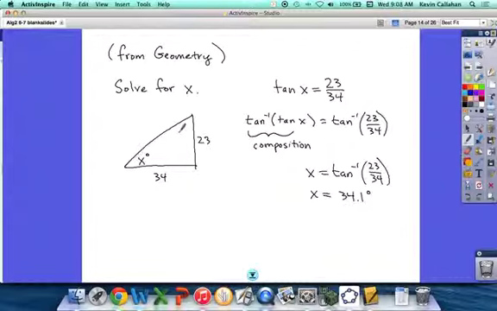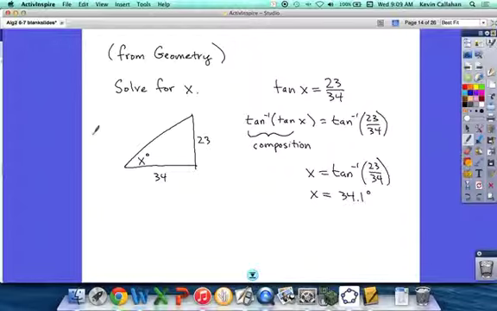So the function is tangent. You would set up an equation: tangent of x equals 23 over 34. Now, you can't solve for the x by dividing by tan, right? It doesn't work. That's actually a function notation, and the x is inside the function. So that's what we mean by a function that can't be solved by just dividing what's with the x to get rid of it. It's called a transcendental function.